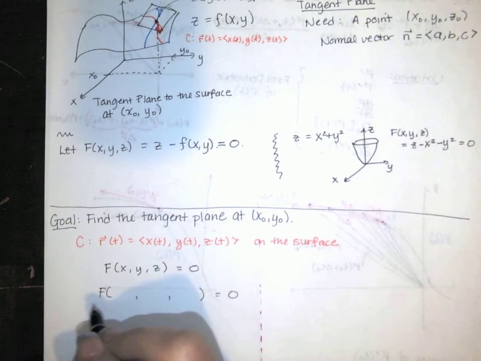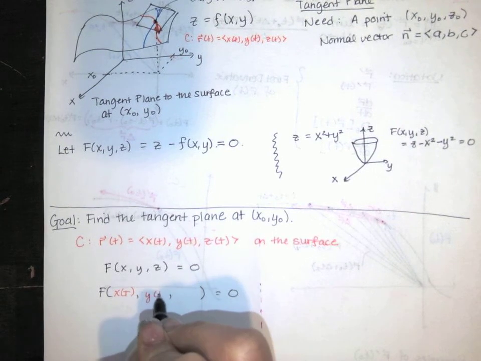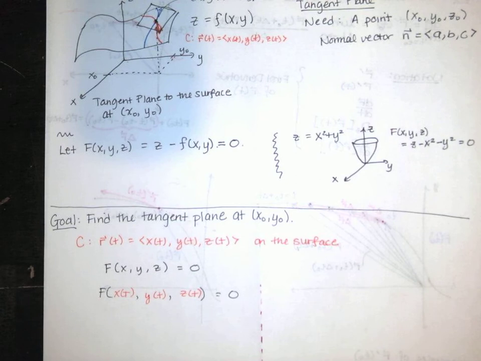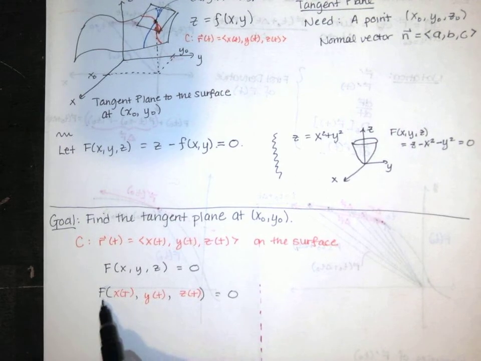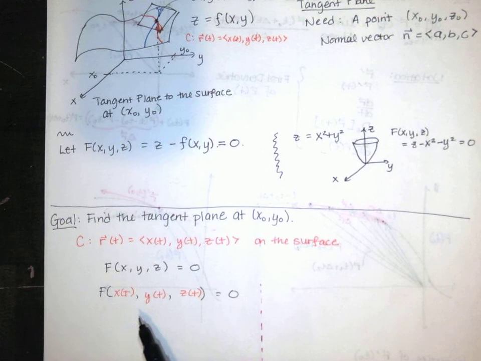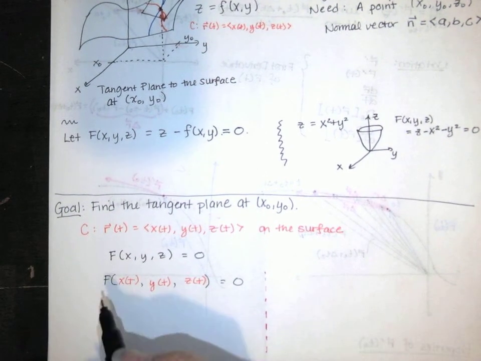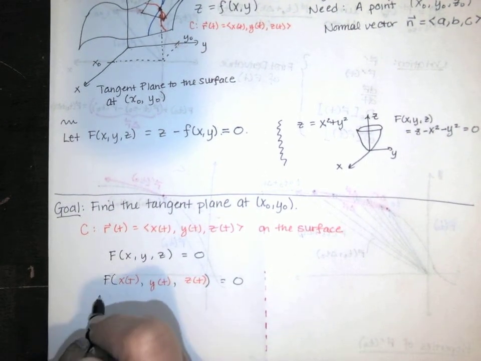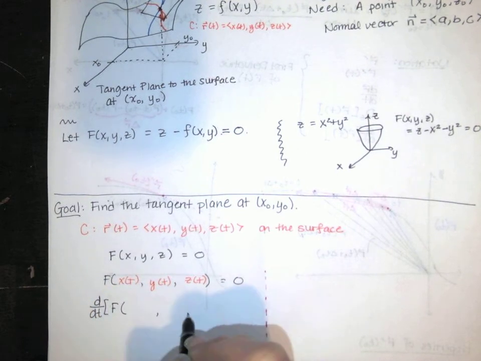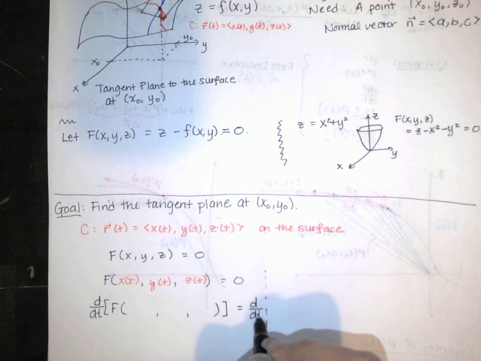Now we haven't talked about differentiability yet of functions of several variables. We will shortly, but notice now this is a function of t only. I've replaced all the x's with some function of t, I've replaced all the y's with a function of t, and I've replaced all the z's with a function of t. So now if I take the derivative of both sides, using the chain rule, well, you'll see something interesting happens.